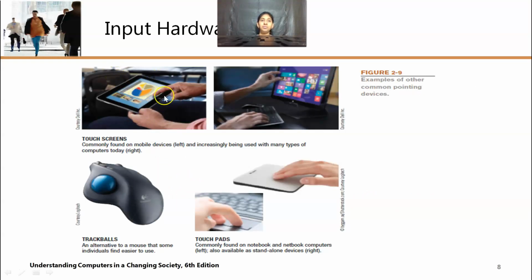In this picture, a person is working on a tablet by touching the display screen, giving the input. And you can see the touch screen on the desktop computer, where he is giving the input by touching the screen. And we have trackballs. It is an alternative to the mouse, but many individuals feel it is easier to use than a mouse. And we have touchpads in laptops. We usually see touchpads in laptops, where you can touch it to give the input.